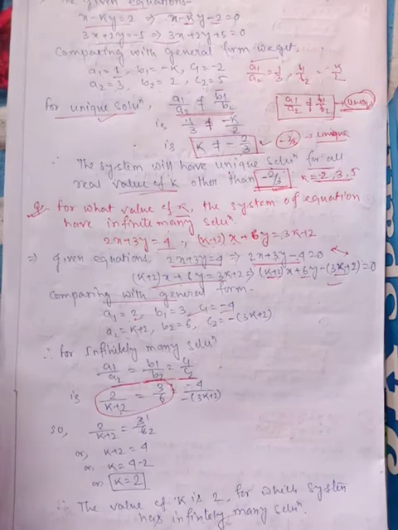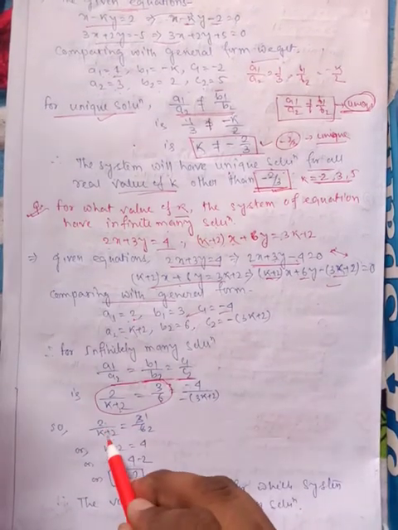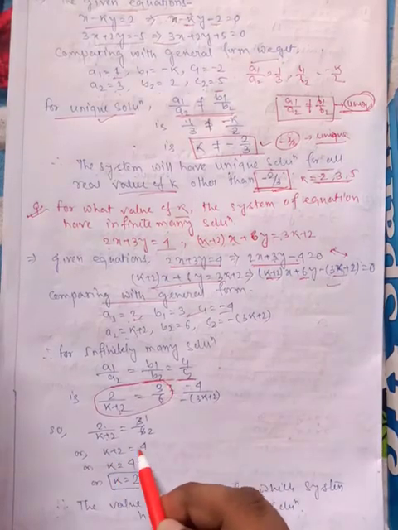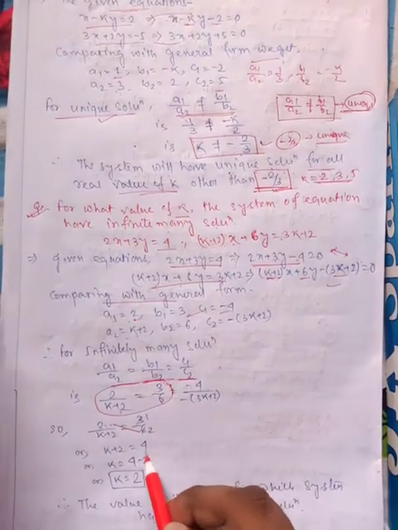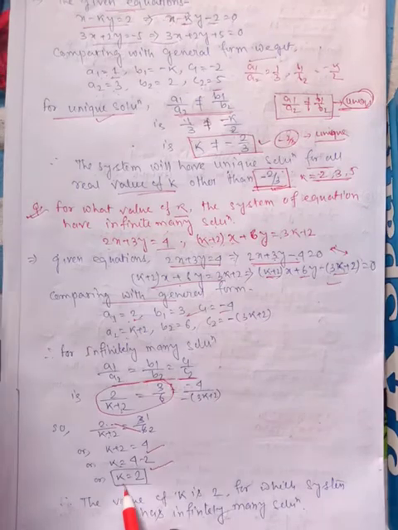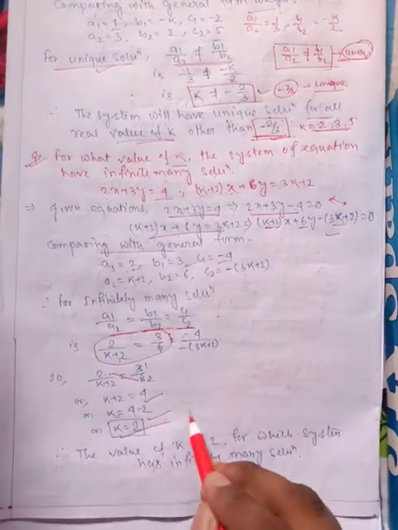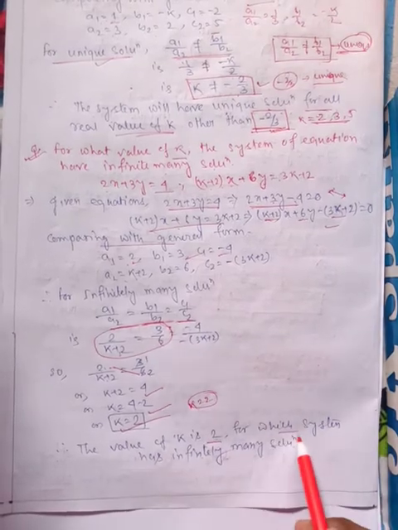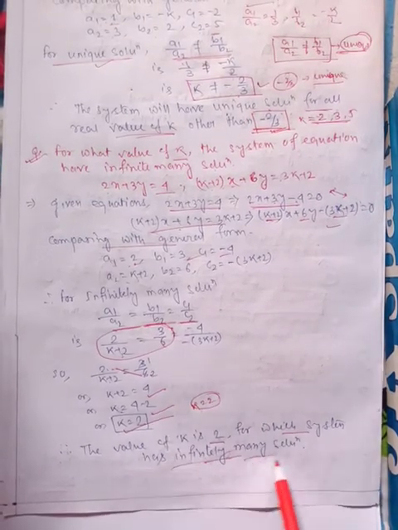That means 2 by (k plus 2) equal to 3 by 6. If you cancel out 3 one times, 3 two times, so k plus 2 equal to, by cross multiplication, 2 into 2 equal to 4, so k equal to 4 minus 2, k equal to 2. So the value of k should be 2, for which the system has infinitely many solutions.